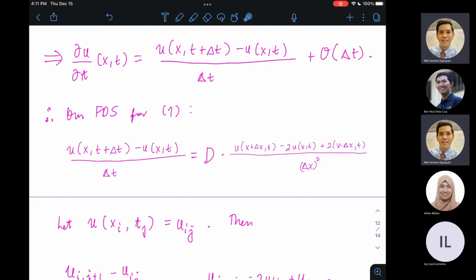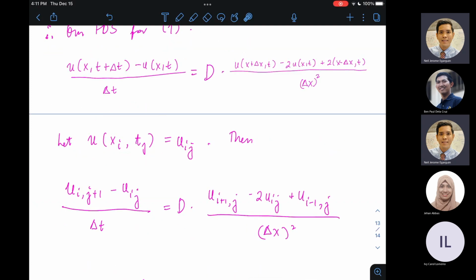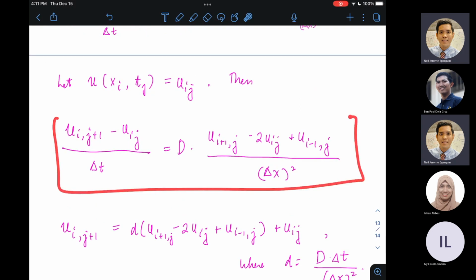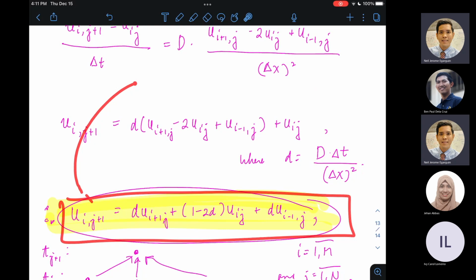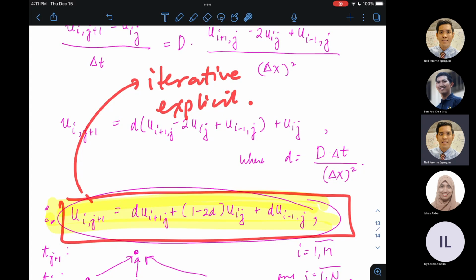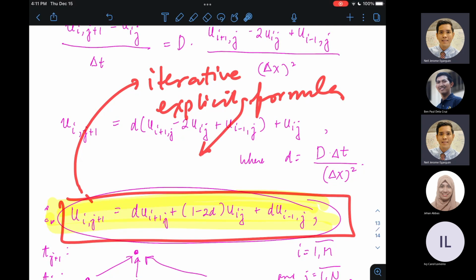And then to make the writing of the formula easier and ready for translation into machine syntax, I will just denote u of x sub i comma t sub j by u_ij. Using that notation, we're going to have this, and then with simple algebra, we will have this. And this is what we can call an iterative explicit formula. Or actually, even more than that, I can say it's an iterative explicit time marching formula.